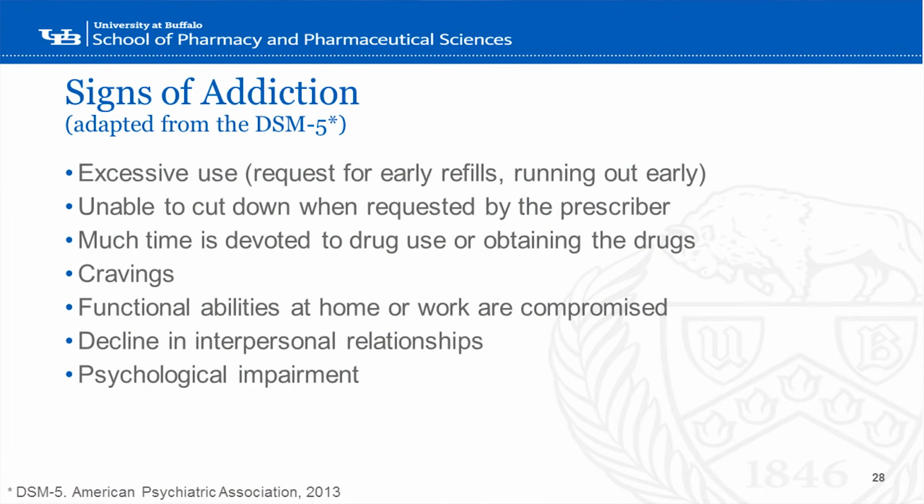So what are the signs of addiction as seen in the DSM-5? Well, excessive use, a request for early refills, running out early, and so forth. The inability to cut down even when requested by the prescriber, or seeking additional medications from the illicit market, spending a lot of time thinking about the drug, getting the drug, using the drug, and cravings. So those people who are craving drugs, not only for pain relief, but for the euphoric effects. At the same time, their functional capacity at home, work, or school is being compromised. There's a decline in interpersonal relationships and psychological impairment.